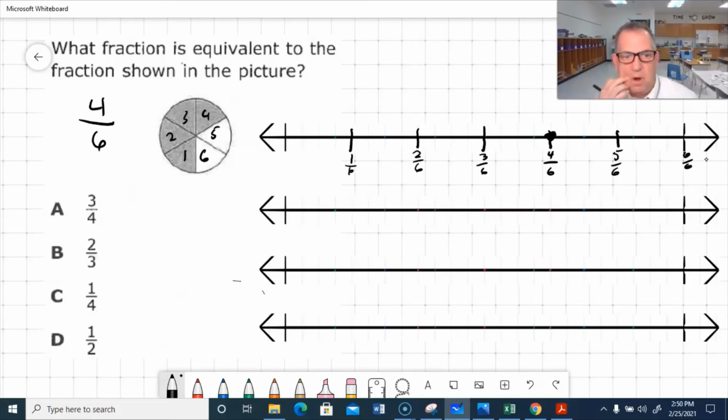And I'll go ahead and mark my number line for 3/4. Fourths is pretty easy, so I just break my number line in half, and I break each half in half, like right there. So 3/4, my first fourth is right here, 2/4, and 3/4. And if you look right there, it does not look like 4/6 and 3/4 are equivalent. So that would be a no.